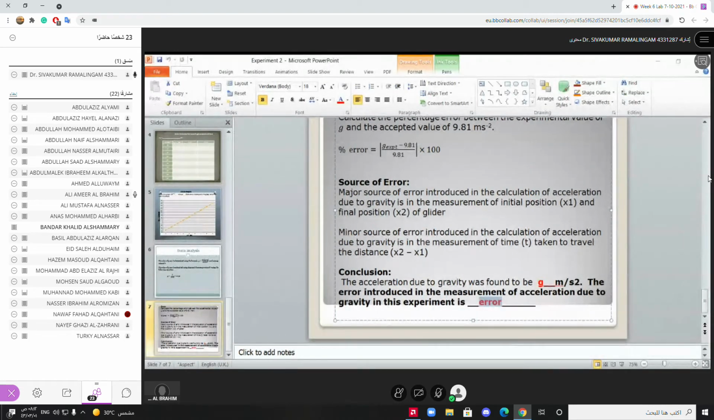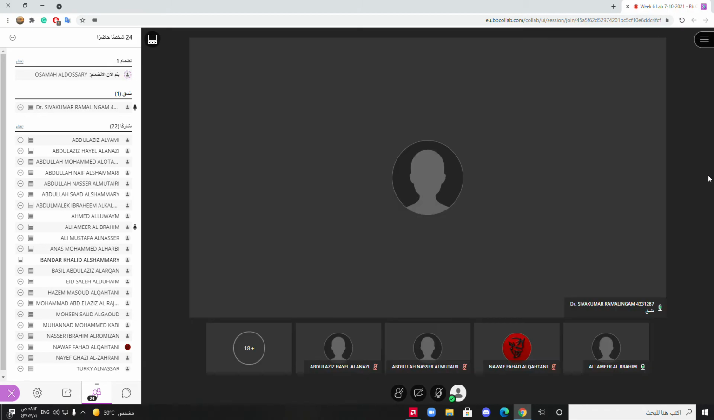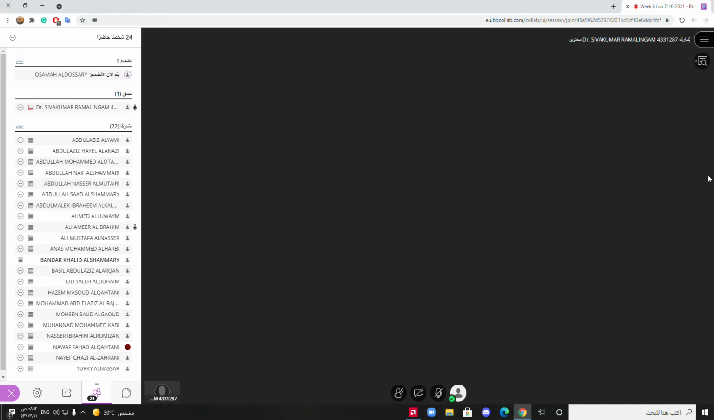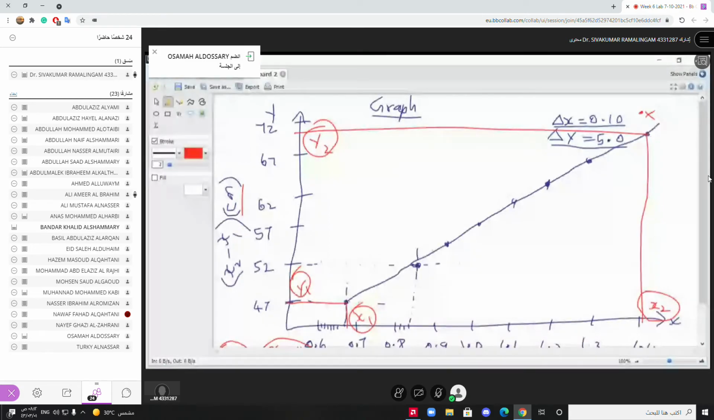Any other doubt, Shabab? Doctor, do you want delta x and delta y written on the graph sheet or not? Yes, I want the delta x and delta y values on the graph, along with the calculations. I want this entire thing.